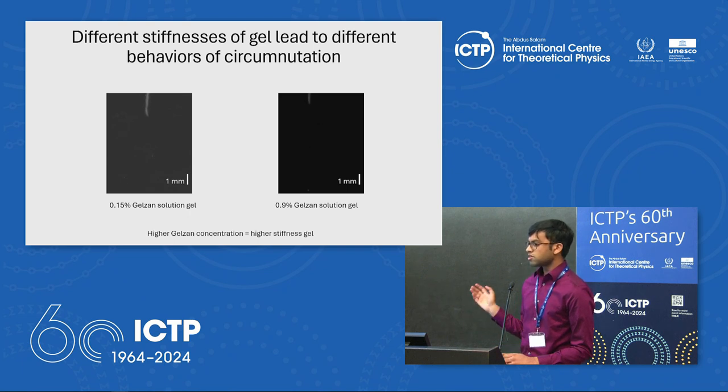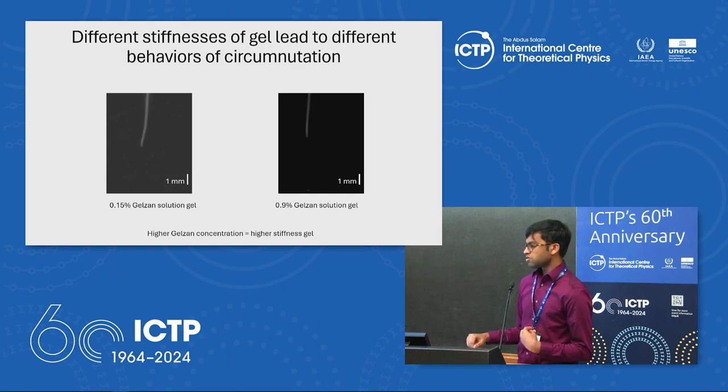So on the left here is a plant grown in less stiff gel versus on the right, more stiff gel. And the percentage of gel roughly tells you the stiffness of the gel. And we can see that the nutation patterns are very different. You see much bigger nutation in the less stiff versus the stiffer gel.